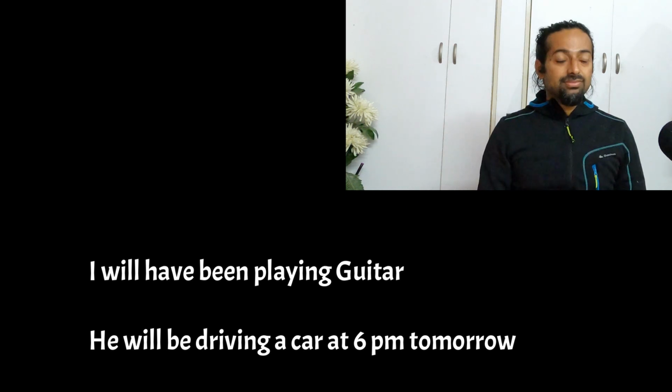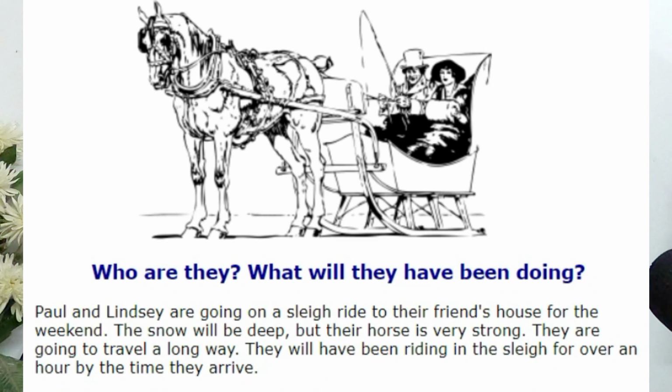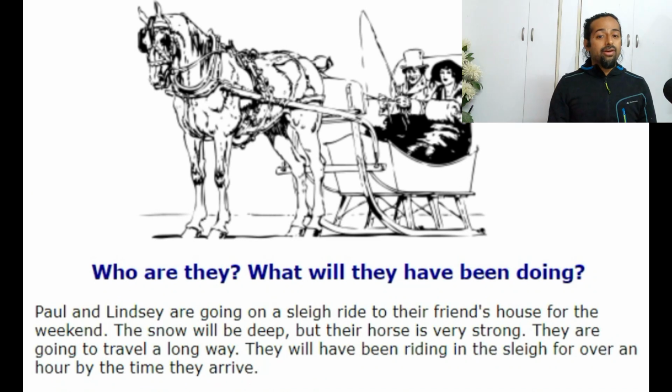Story. Who are they? What will they have been doing? Paul and Lansley are going on a sleigh ride to their friend's house for the weekend. The snow will be deep, but the horse is very strong. They are going to travel a long way. They will have been riding in the sleigh for over an hour by the time they arrive.